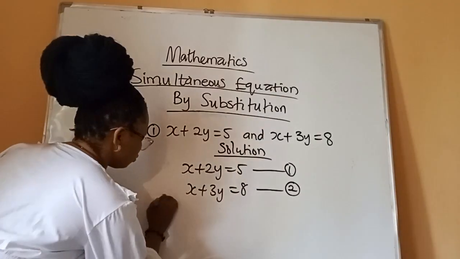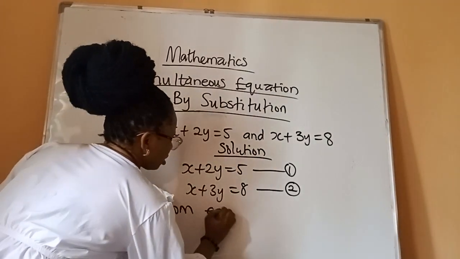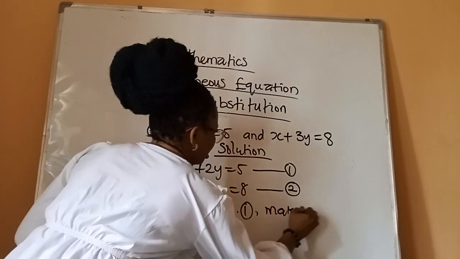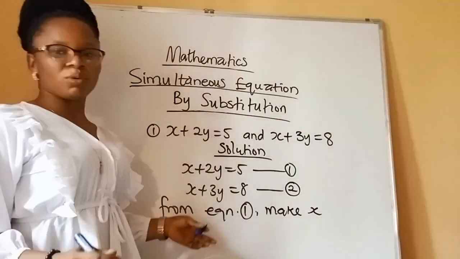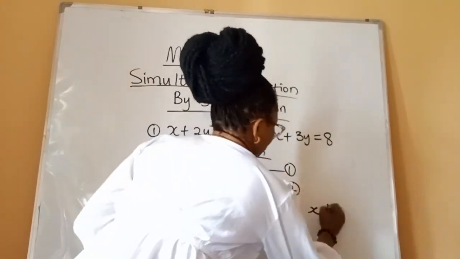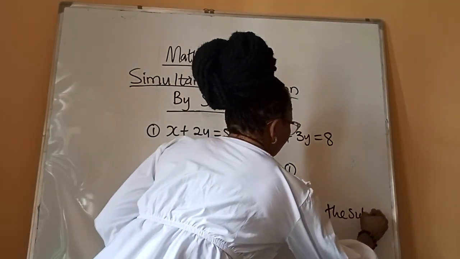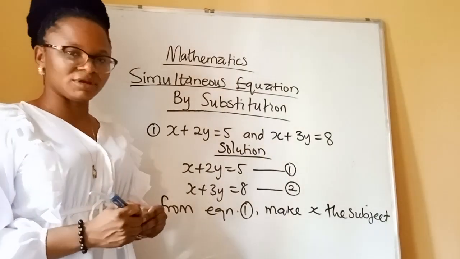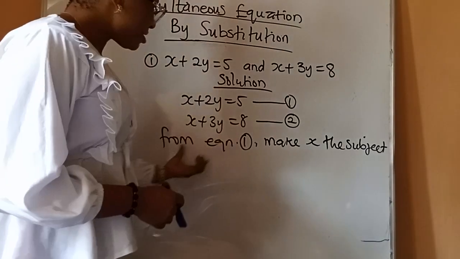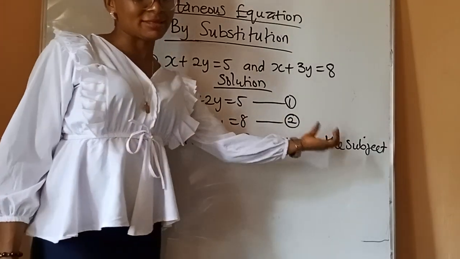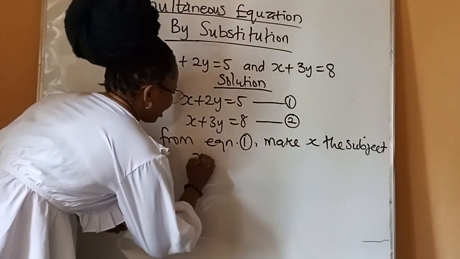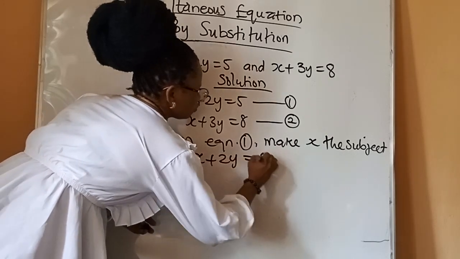So like I said, look for one of the equations and make one of the variables the subject. From equation 1, I want to make x the subject of the equation. I rewrite equation 1: x plus 2y equals 5.